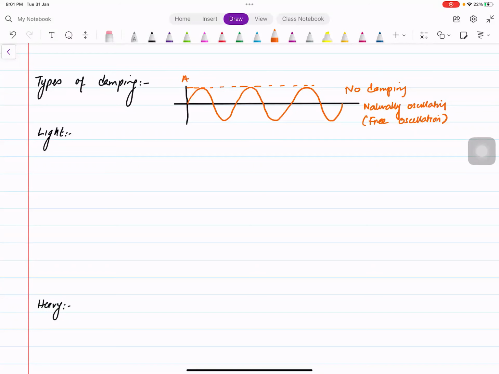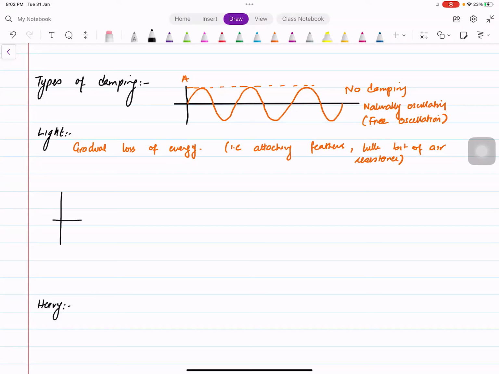But light damping basically means that there is sort of a gradual loss of energy. We do it by attaching feathers, a little bit of air resistance, etc. Right? So gradual loss occurs when you see the wave basically slowly dying out over many oscillations.